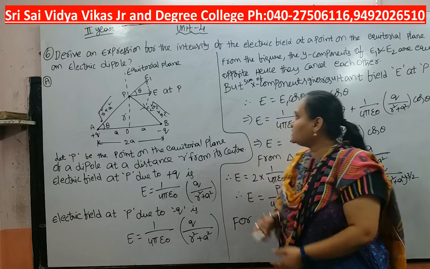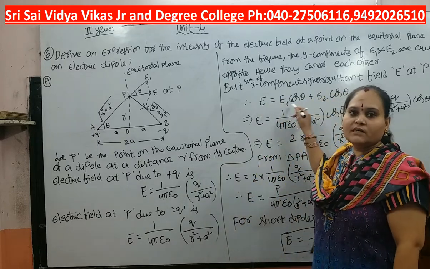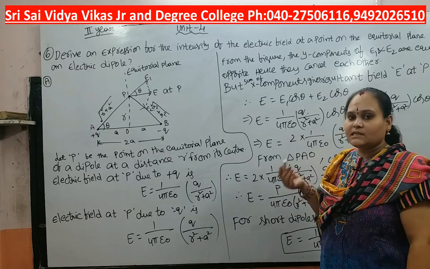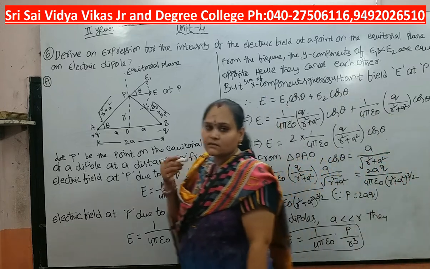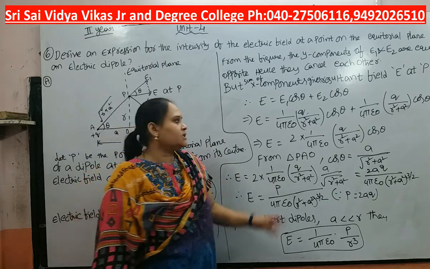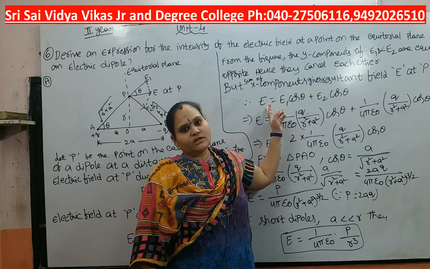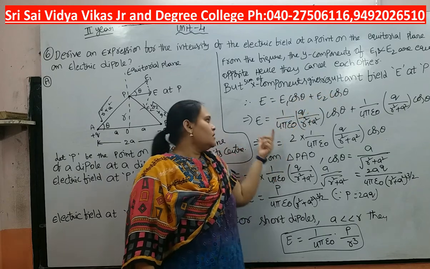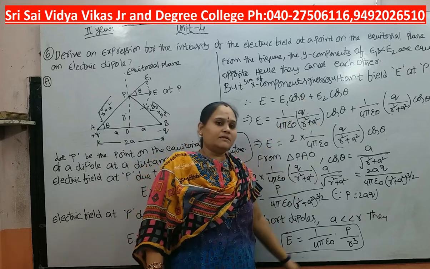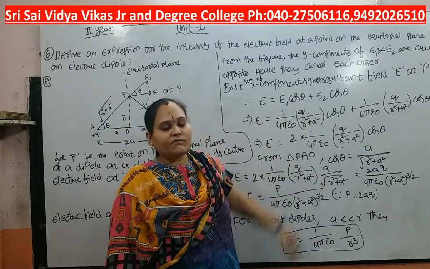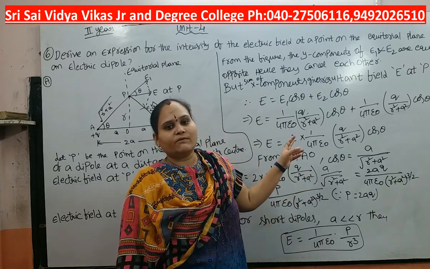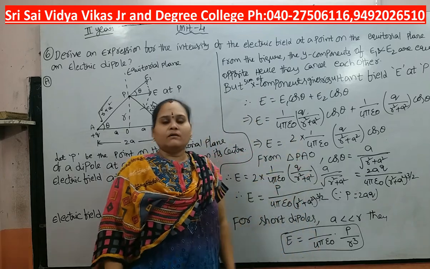The resultant will be E equal to E1 cos theta plus E2 cos theta. The y components are E1 sin theta and E2 sin theta, but those are equal and opposite in direction, so they cancel each other. Now we take just the x components: E equal to E1 cos theta plus E2 cos theta. Substituting E1, E equal to 1 by 4 pi epsilon naught q by r square plus a square into cos theta plus 1 by 4 pi epsilon naught q by r square plus a square into cos theta. Then we get E equal to 2 into 1 by 4 pi epsilon naught q by r square plus a square.